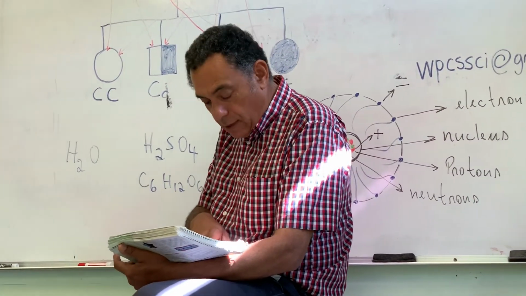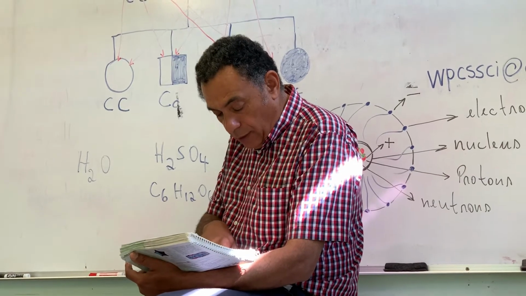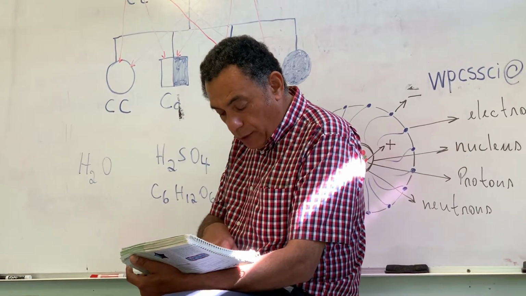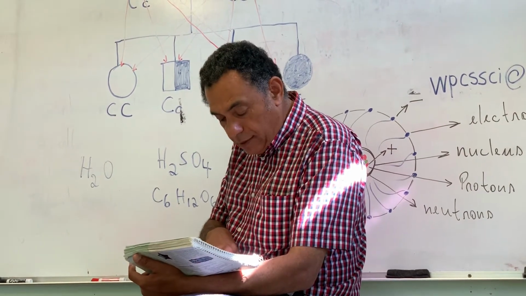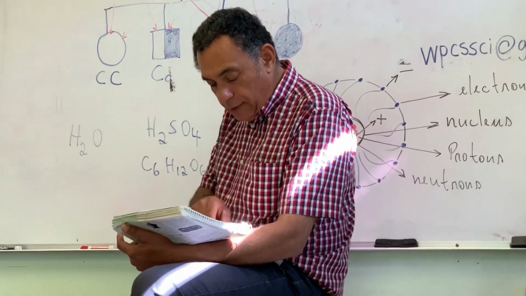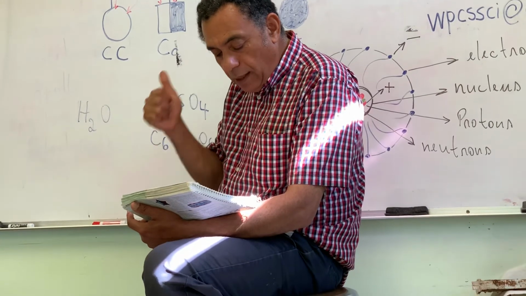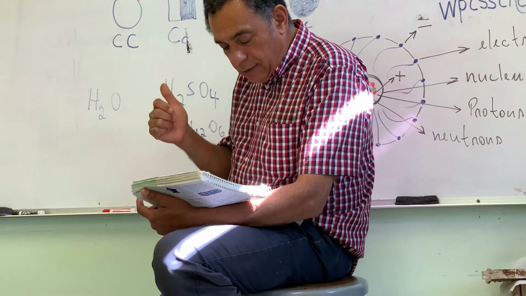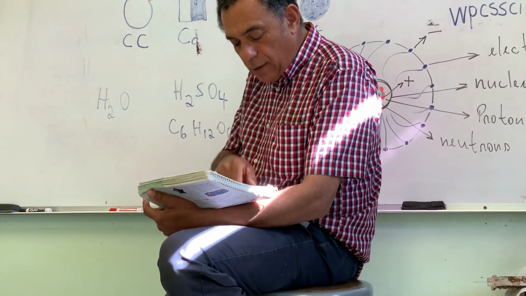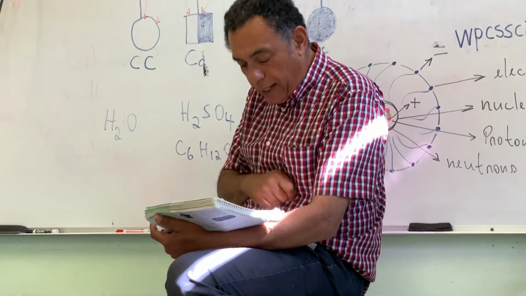Now, you go to the next one. Propane is a gas. How is it made? You have C3 and H8. So you have three atoms of carbon and eight of hydrogen, and then you make a gas, that's propane.